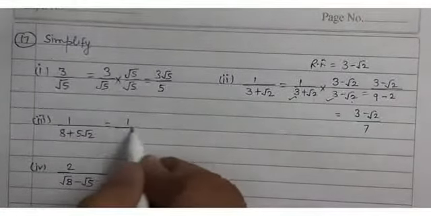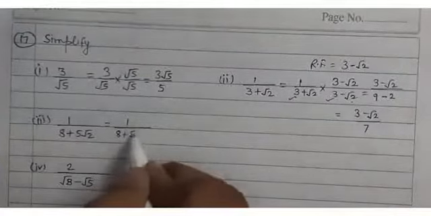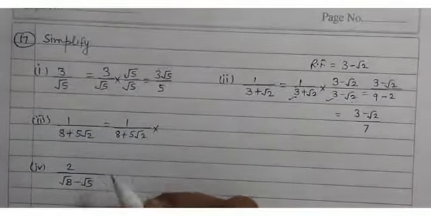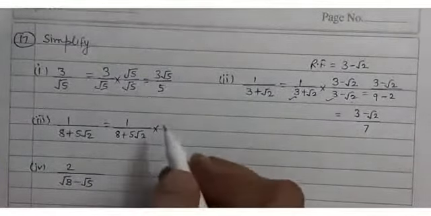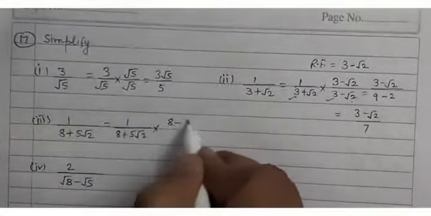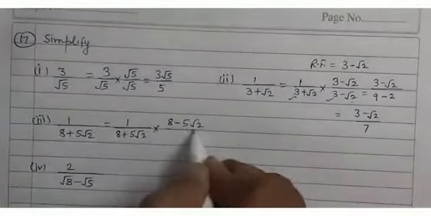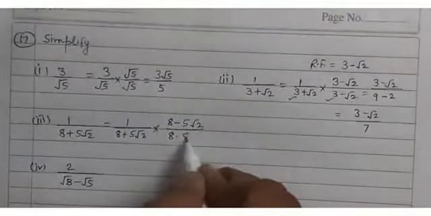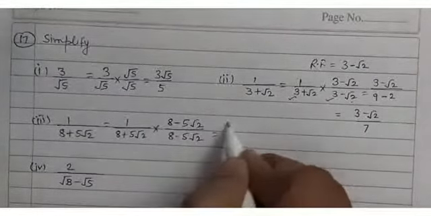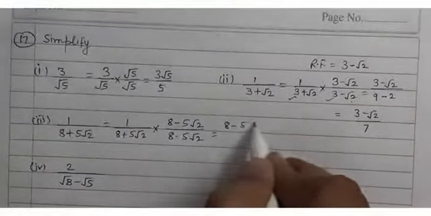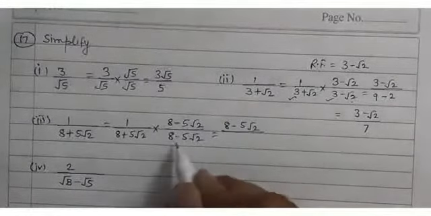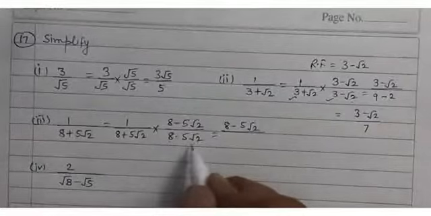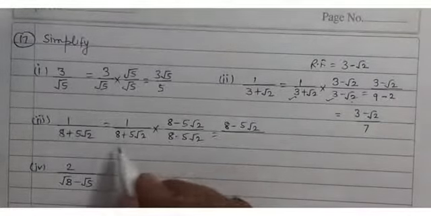Next question, 1 upon 8 plus 5 root 2. So what is your rationalizing factor? Rationalizing factor is 8 minus 5 root 2, and you have to multiply and divide both. In numerator, 8 minus 5 root 2 is here, and in the denominator this is 8 into 8, (a plus b)(a minus b), a square minus b square.